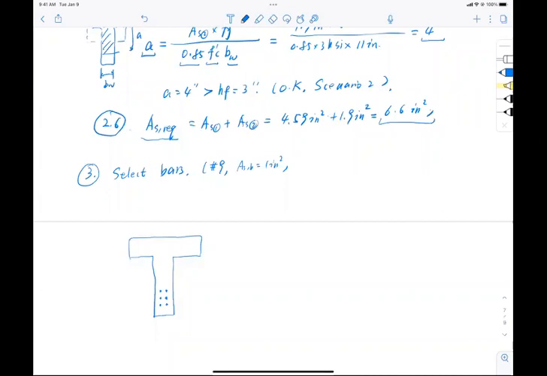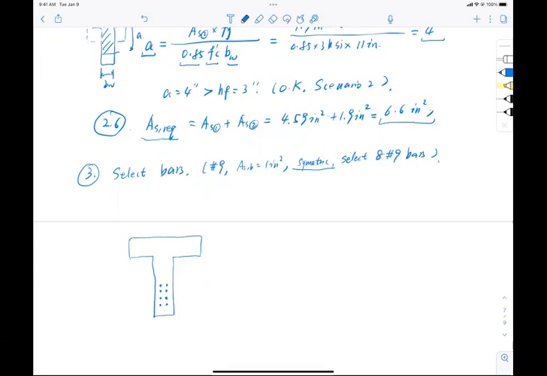You would need at least 7. So if you want to make it symmetric, you go 8. Yes, perfect. Thank you very much. I want to make it symmetric, so it's easier for me to construct. I will select 8 number 9 bars. Wonderful. So that is the good answer. I have number 9 bars, 8 of them.